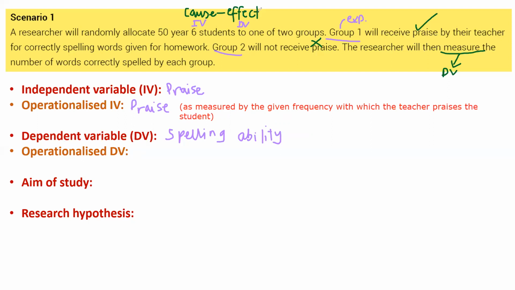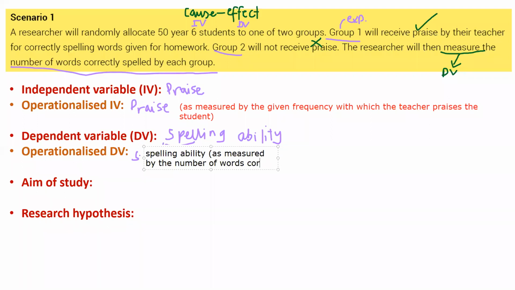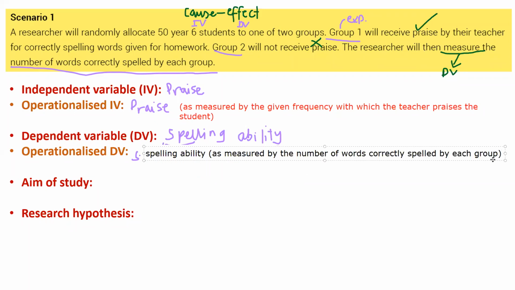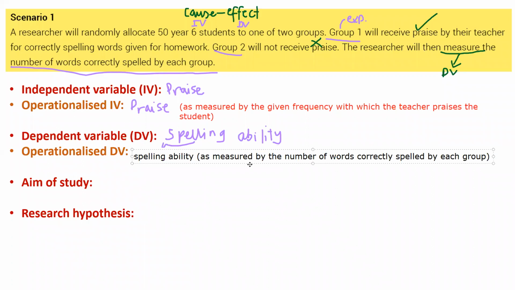How we operationalize that DV is given here in the last line. We'll measure the number of words correctly spelled by each group. So the same thing would come down here. Spelling ability again. I'll just type it, that'll be faster. And then you write as measured by the number of words correctly spelled by each group. That's basically how we operationalize the variable. Again, not too much information in terms of numbers, but that is how they've measured that variable in this study. So that's what we will write.